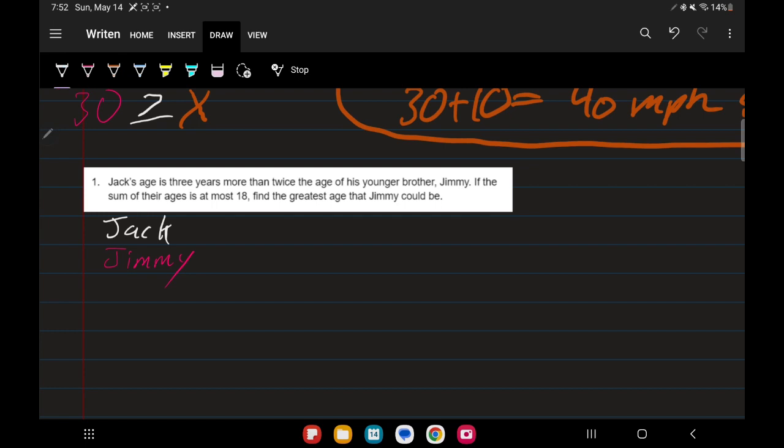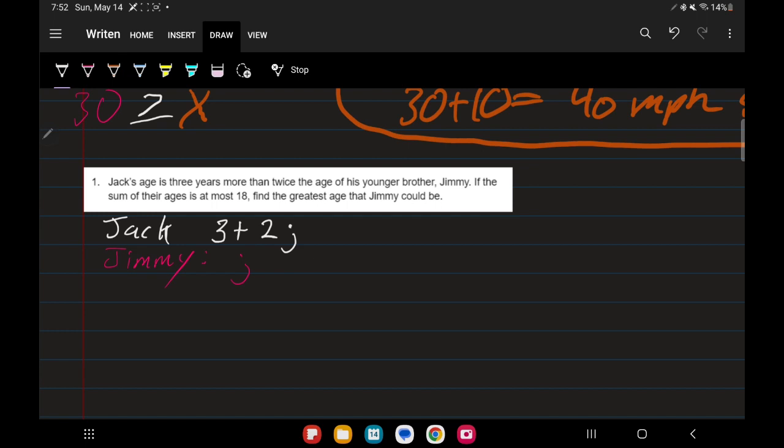So Jack, we have a lot of information about his age, but Jimmy we don't have as much. So Jimmy's just going to be J. So Jimmy's age is J. Jack's age, we know Jack is 3 more years than twice Jimmy's age. So 3 more, which means we add 3, and then twice his age. So Jack is 2 times older than Jimmy plus 3 years.